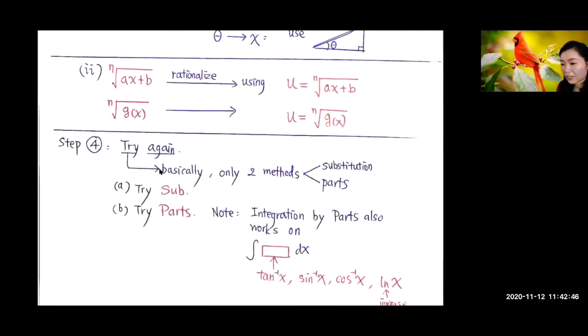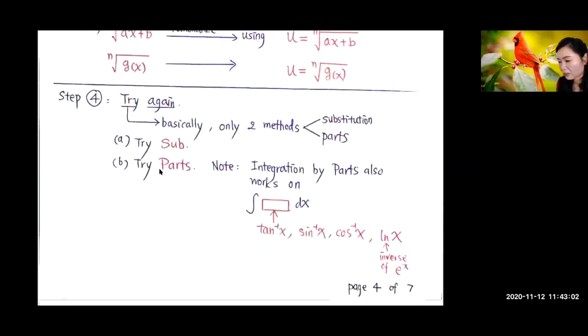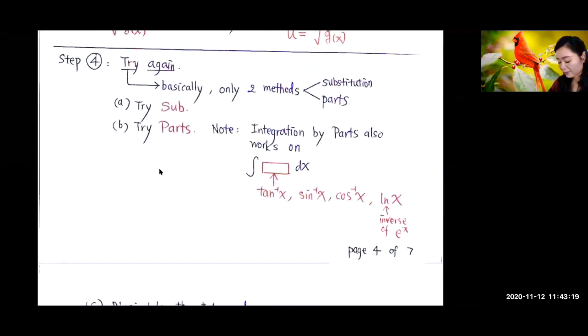Now, if step 3 doesn't work, then we're going to try it again, right? So obviously, we have to try it again. Basically, only 2 methods, okay? Substitution and parts. So you can try substitution and you can try parts again. And notice that integration by parts also works when the integrand is an inverse trig function or the inverse of an exponential. Remember, ln of x is the inverse of e to the x. So then you can try that.